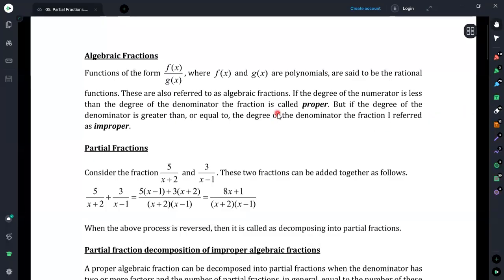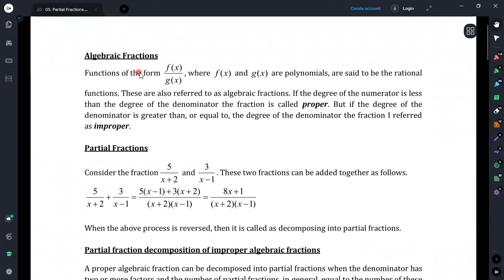In this session, we will discuss the partial fractions technique. Prior to discussing the techniques related to partial fractions, first I will just have a quick look at what are called algebraic fractions.